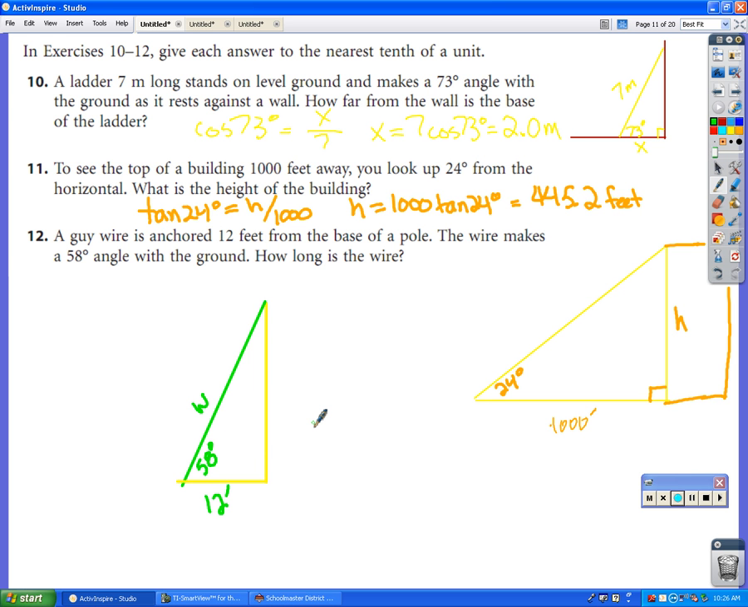So now we know the adjacent side to this 58-degree angle, and we're trying to find the hypotenuse. So we are going to use cosine. So the cosine of 58 degrees is the adjacent side, which is 12, divided by the hypotenuse, which is W. And so now, since the variable is on the bottom, that means to find out what W is, I have to go 12 divided by the cosine of 58 degrees. And when I do that, 12 divided by cosine of 58 is 22.6 feet from the ground.